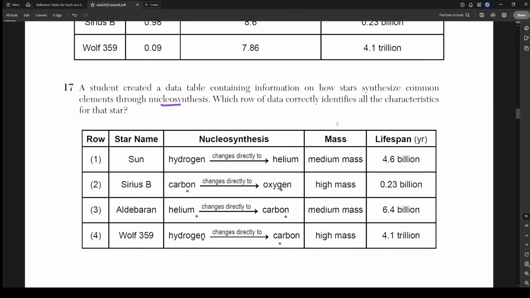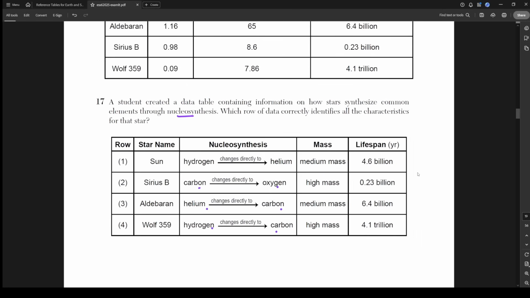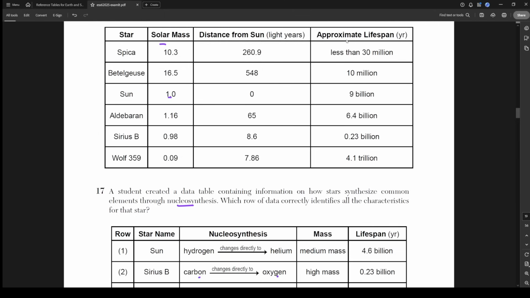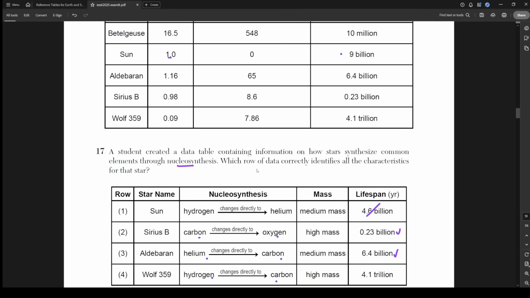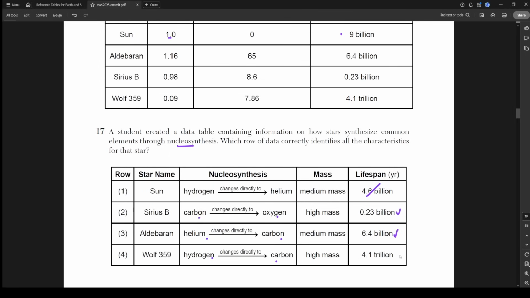Okay. So first off, let's get the lifespans done, because those are right here. Look. Sun, 4.6 billion lifespan. No, because it's 9 billion. So this is just automatically wrong. Sirius B, 0.23 billion lifespan. That's correct. Aldebaran, 6.4 billion. That's correct. Wolf 359, 4.1 trillion. That's correct. Okay, so we at least got rid of 1.